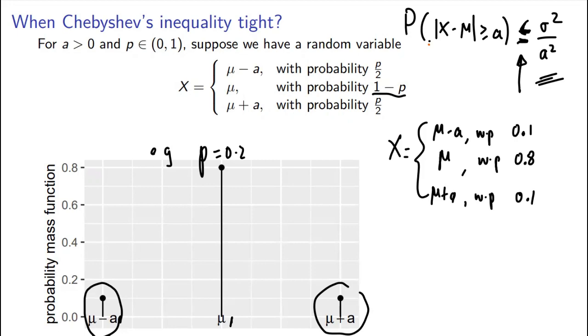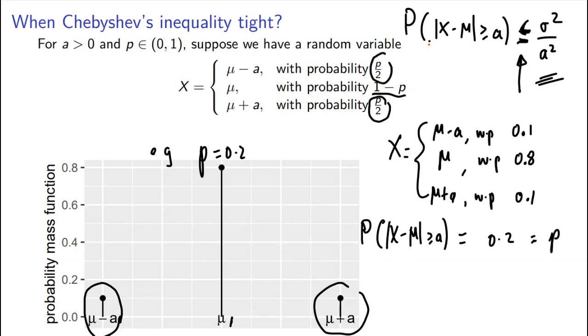So the left-hand side, the probability of the absolute value of x minus mu greater than or equal to a, is equal to the sum of these two. For this example, 0.1 plus 0.1, which is 0.2, or in general, that is equal to p over 2 plus p over 2, which is p. How about the right-hand side? What is the variance of this random variable?